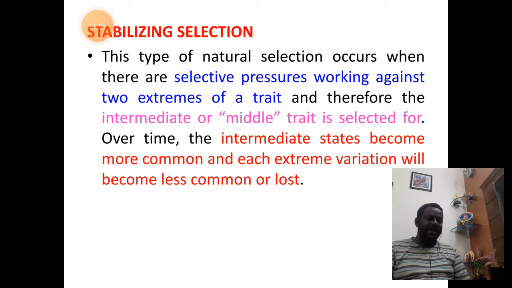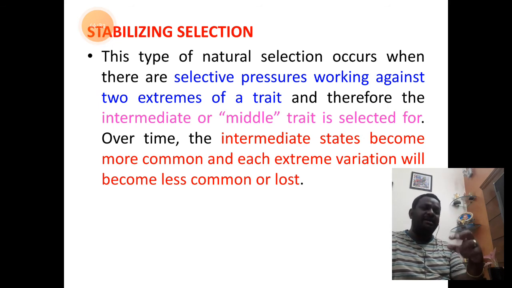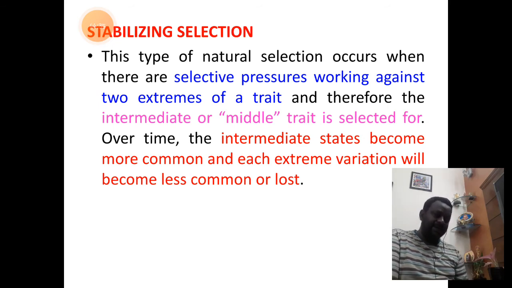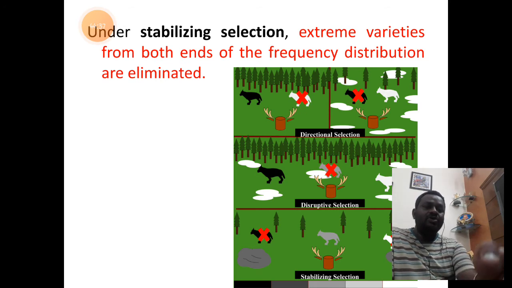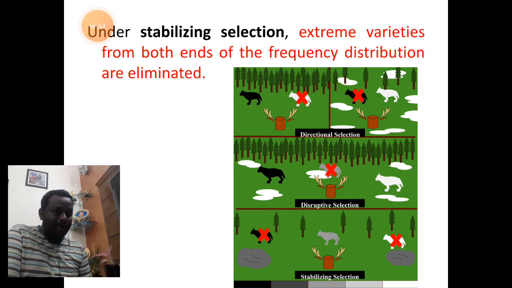The third type of selection is stabilizing selection. In this type, natural selection occurs only for the middle trait, so the two extremities of the characters are not selected, so they become eliminated in nature, whereas the middle or intermediate characters are selected by nature. So here is a picture to show the stabilizing selection down.